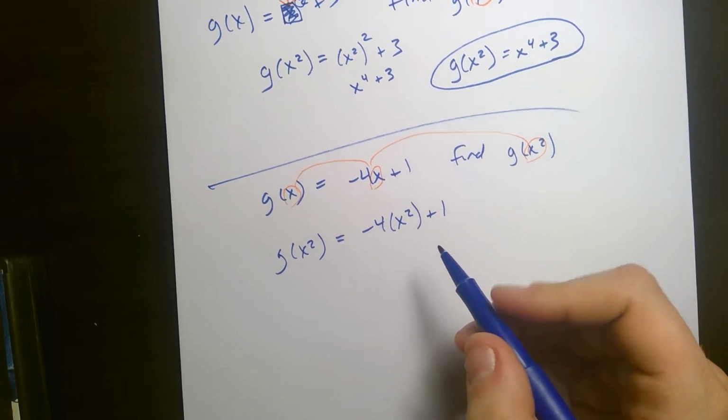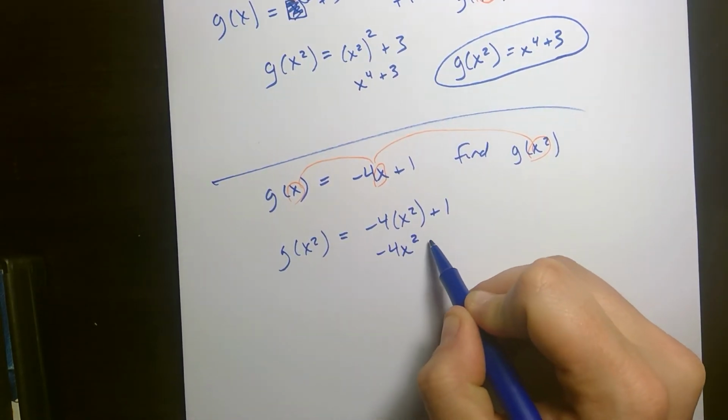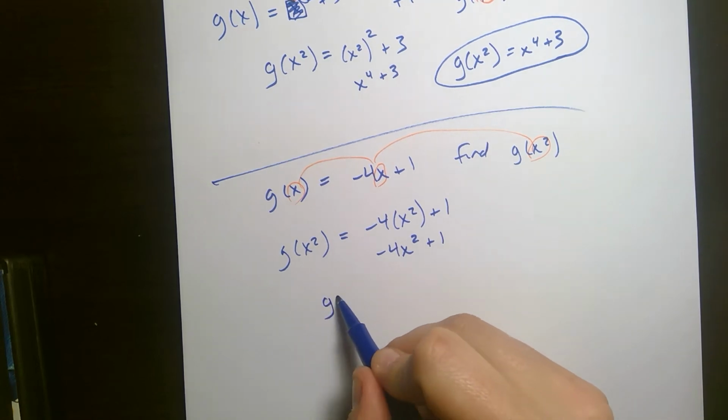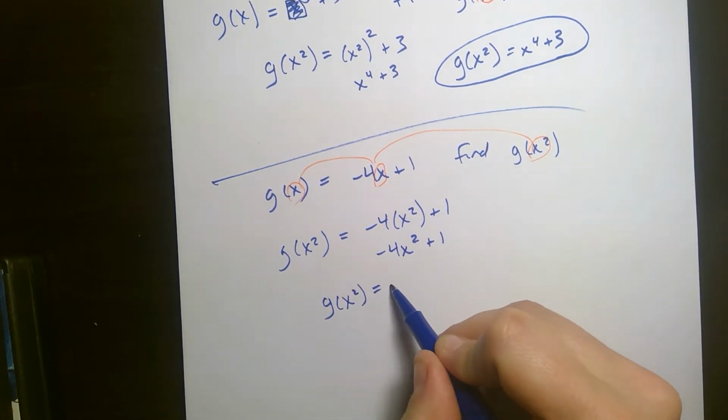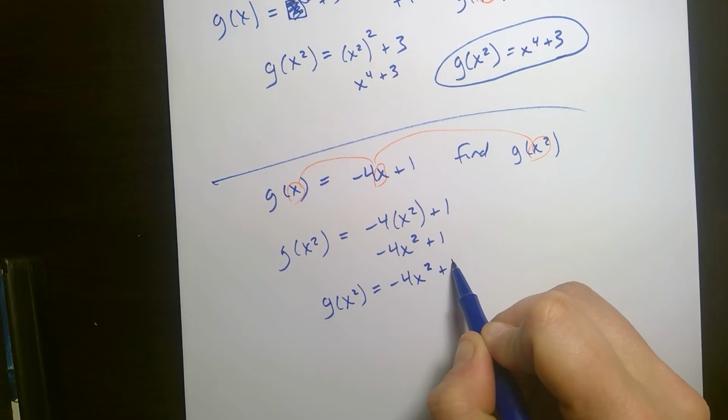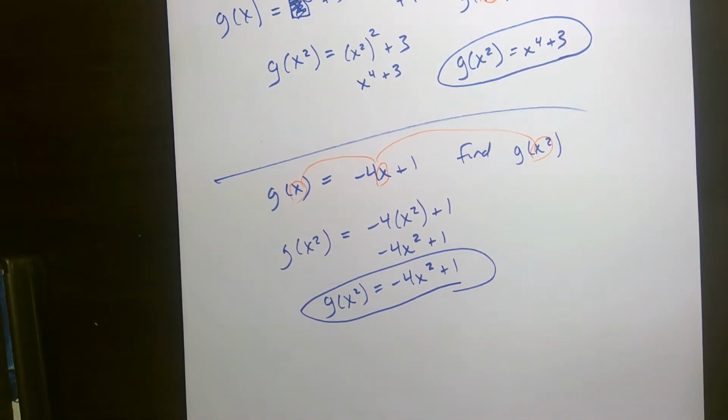If I have negative 4 and I multiply it by x squared, that's just negative 4x squared. No big deal. And so my answer here is going to be g of x squared equals negative 4x squared plus 1. Totally and completely done.